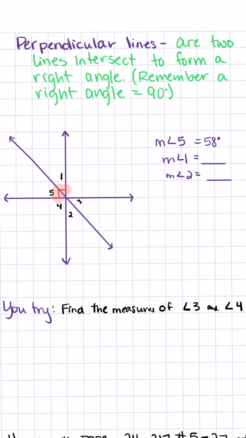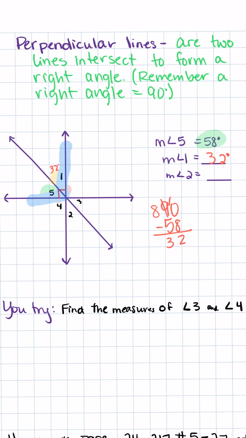So if we see that the measurement of 5 is 58 degrees, what's going to be the measurement of 1? Well, knowing that this is 90 degrees, we can take 90 and subtract 58, and we get 32. So the measurement of 1 is 32 degrees.